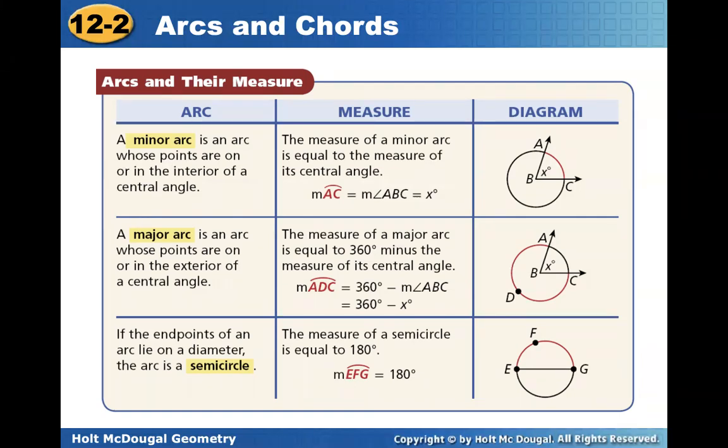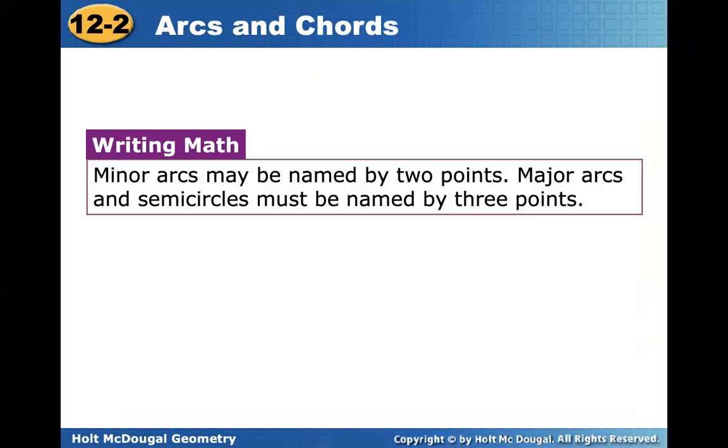Semicircles, also always labeled with 3 letters. A semicircle is half of a circle, half of an arc, okay, or half of a 360-degree circle. It's the half arc. It's 180 degrees. So in the lesson today, in your examples, in the problems we do today in class, we're going to use a lot of these diameters to help us find angle measures, okay? So pay attention to that today. Minor arcs are 2 points. Major arcs are named by 3 points and semicircles. So make sure you remember that.